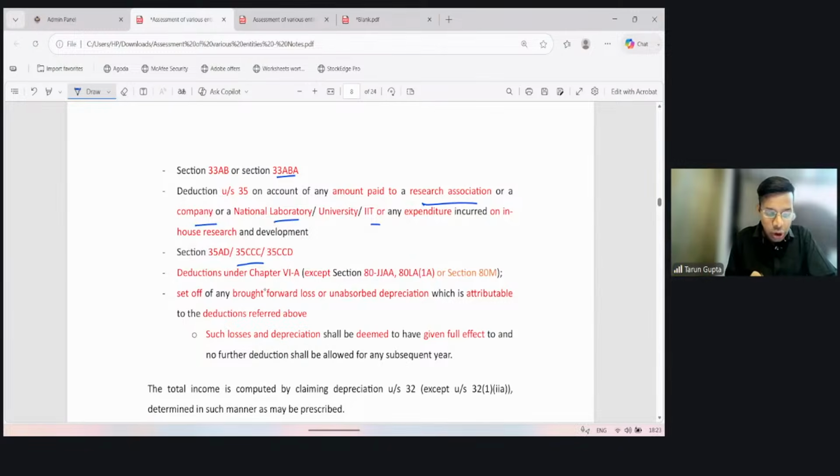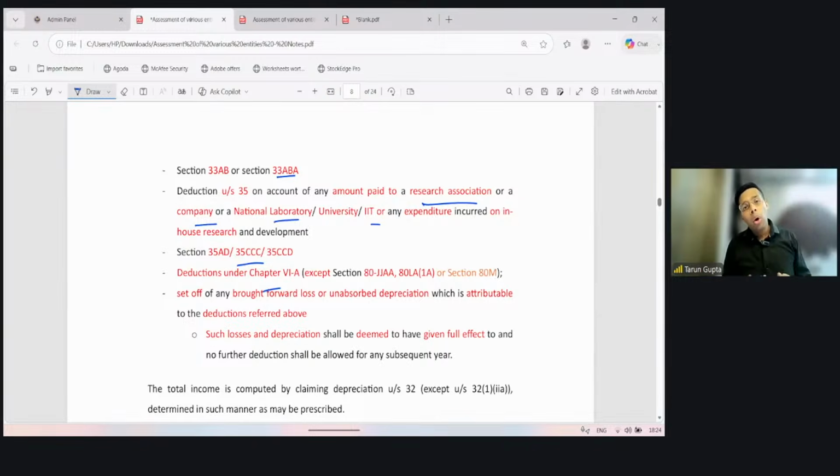Then deductions of Chapter 6A are not allowed, except three deductions. What are these? 80JJAA, 80LA in respect of IFSC, and 80M in respect of intercorporate dividend. So other than these three deductions, no other deductions are allowed in Chapter 6A.